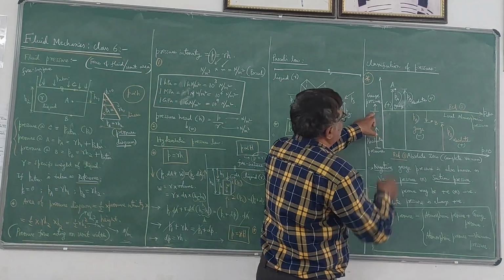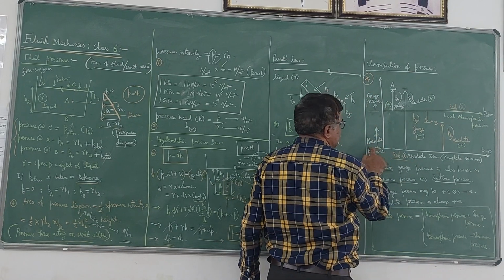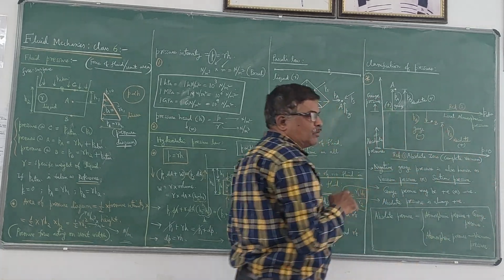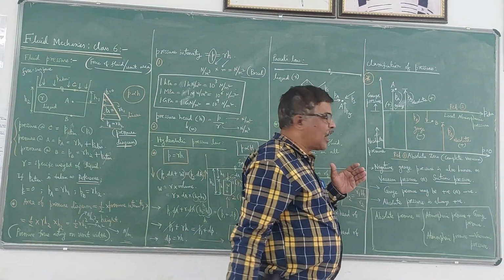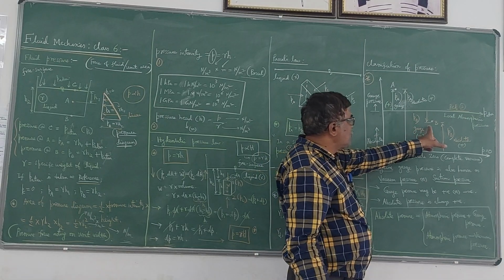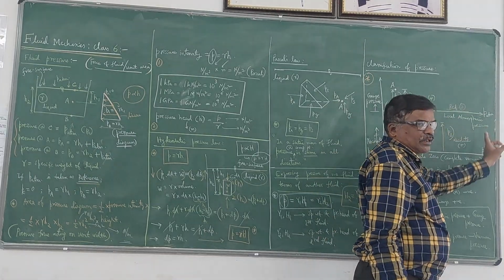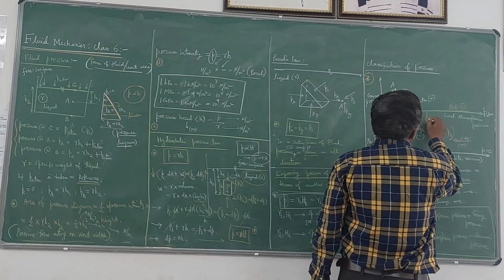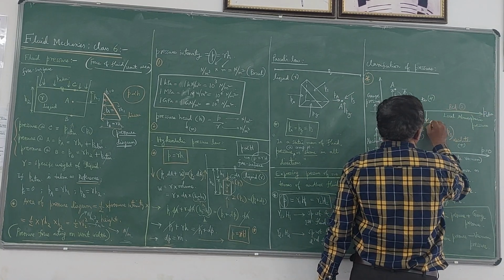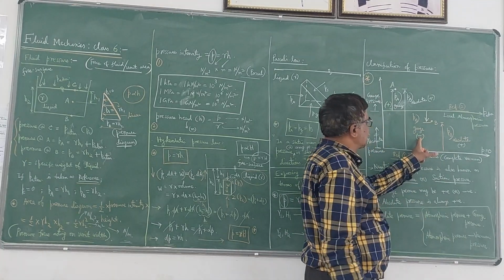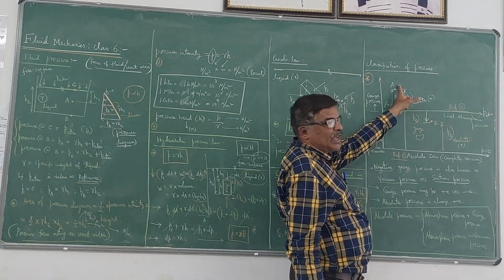So gauge pressure is measured with respect to local atmospheric pressure, whereas absolute pressure is measured from absolute zero or complete vacuum. You can express the pressure at any point in two different ways depending on the reference. Now I will take another point B. Observe that point B is below local atmospheric pressure. To measure with respect to local atmospheric pressure, you have to move down, so it is negative. Please note this: it is negative gauge pressure. So gauge pressure at B is negative, while gauge pressure at A is positive.